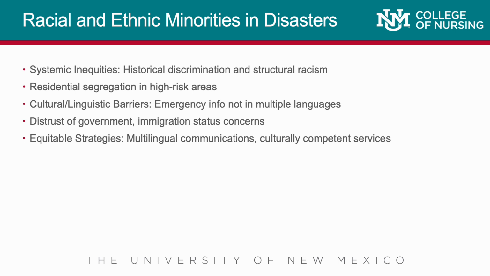Racial and ethnic minority groups experience disproportionate impact due to systemic inequalities and residential segregation. And yes, it still happens. Obviously, not legally, but it happens. Cultural and linguistic barriers, as well as historical distrust of government, create additional challenges. Equitable strategies include multilingual communication, partnering with community organizations, and providing culturally competent outreach.